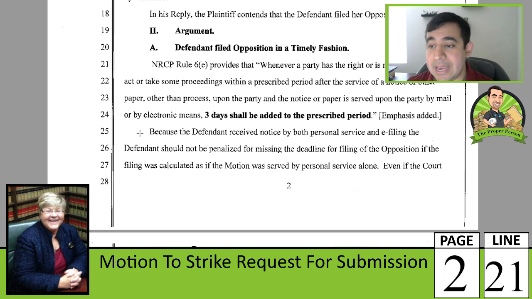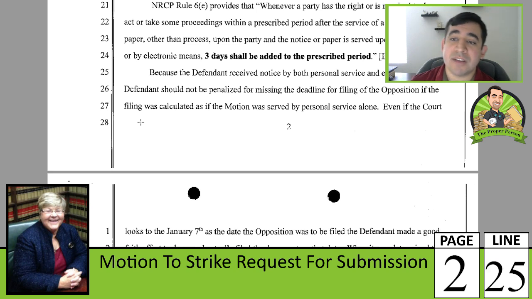She doesn't lie about being personally served. She indicates that she was served. Let's take a quick look here. Right, in the next paragraph, she admits that I served her both personally and by e-filing. So she's not lying. She's telling the truth. And she's just saying that because she was served both personally and by e-filing.